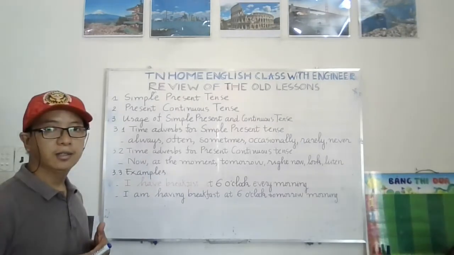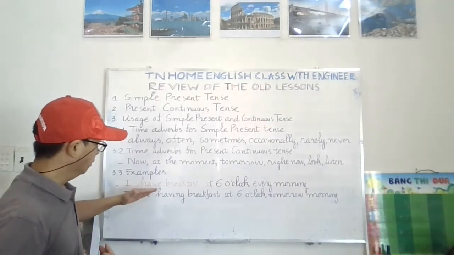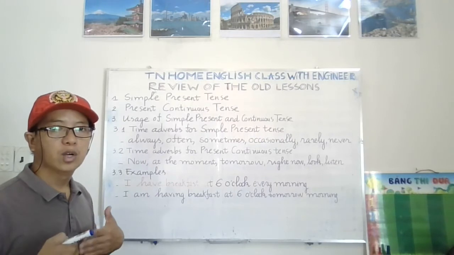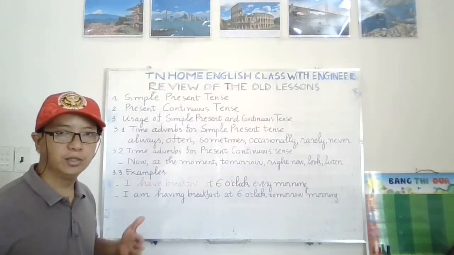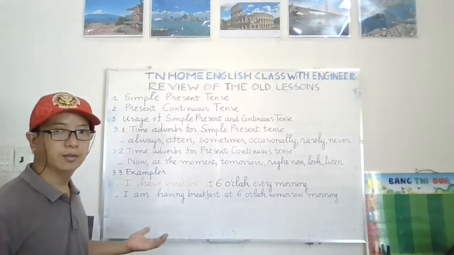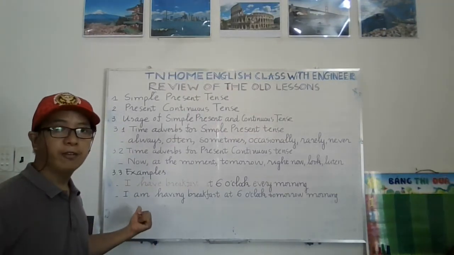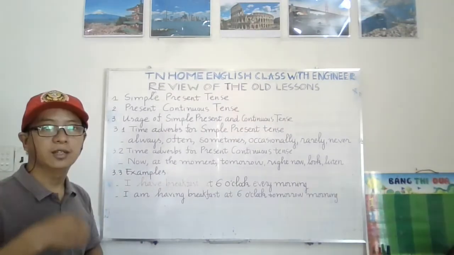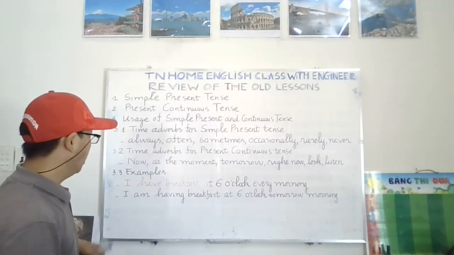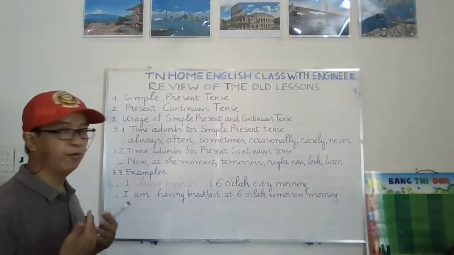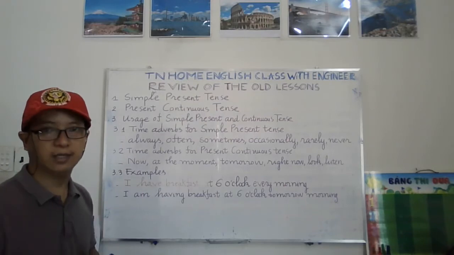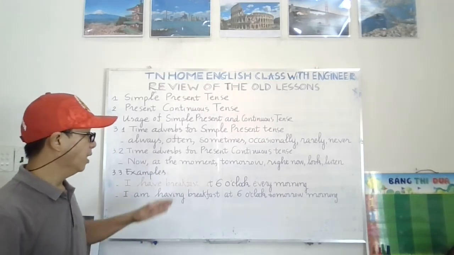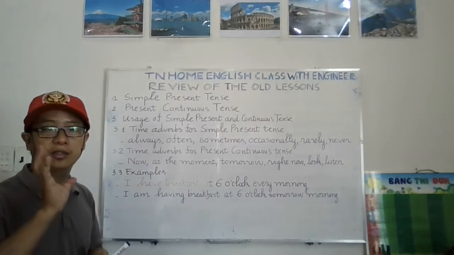Firstly, we just have a quick look at the two sentences. We feel they have the same meaning, but if we look for more time, a long time, and carefully, we see they are different. In the first sentence, it talks about a repeating action every day. I have breakfast at 6 o'clock every morning. It talks about your habit. I have breakfast, meaning that every morning you have breakfast at 6 o'clock.